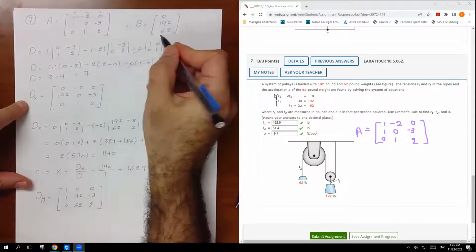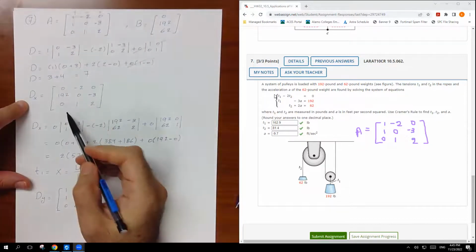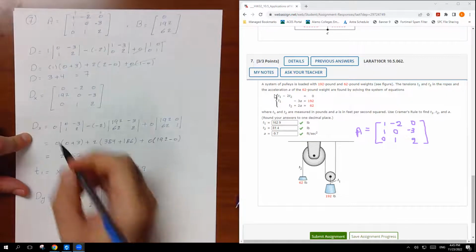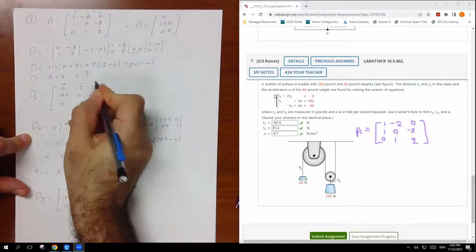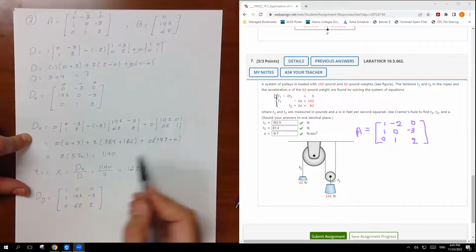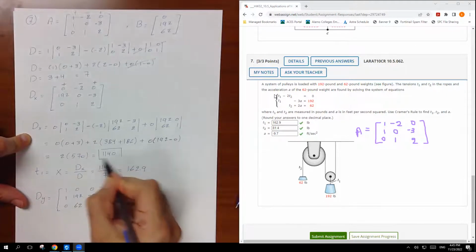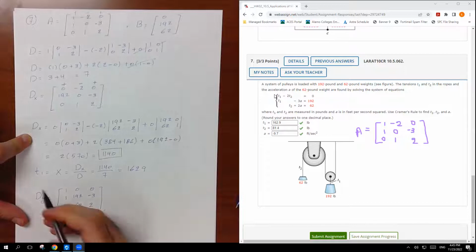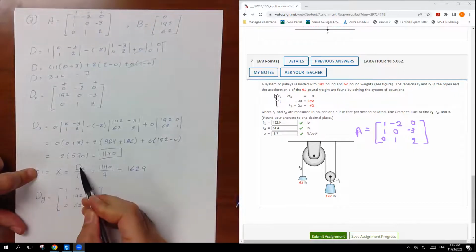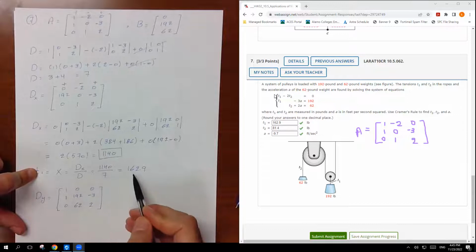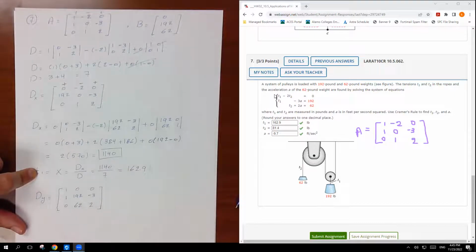D sub x, we're going to change B with the first column and find the determinant. So this one is plus, minus, plus. Do the same thing. We got D sub x is 1140. That means T1 is going to be X, which is dx divided by D. It's going to be 162.9. You're going to round this number to the nearest one decimal. That's what they mention here. Round your answer to one decimal place.